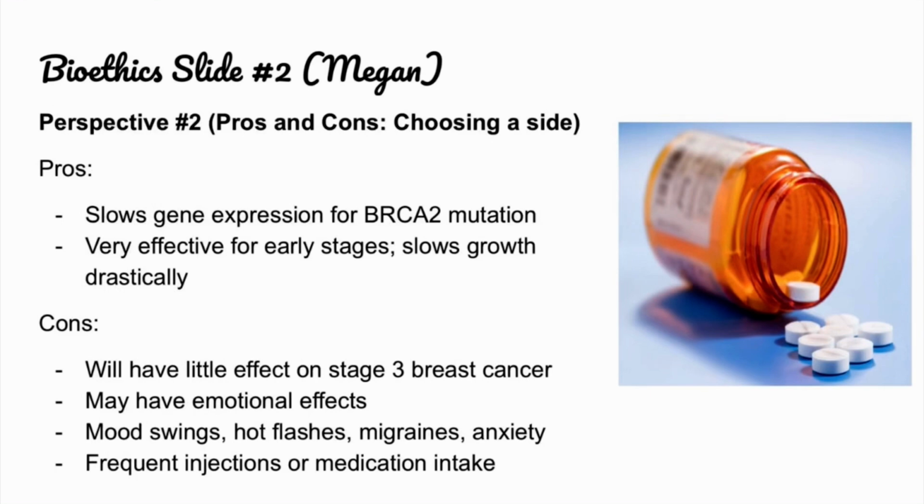Although hormonal therapy is effective, it does come with several pros and cons. Some pros include that hormonal therapy slows gene expression for the mutation, it is very effective for the earliest stages of breast cancer, and it slows growth drastically. The cons consist of the therapy having little effect on stage 3 breast cancer, it may come with several emotional effects such as mood swings or anxiety, and you will have frequent injections or medication intake.